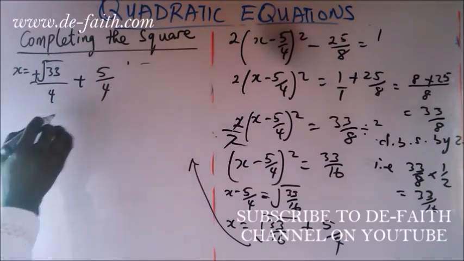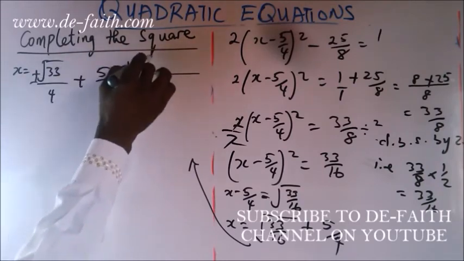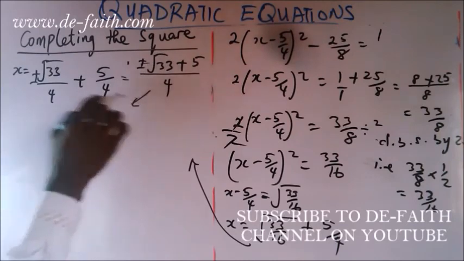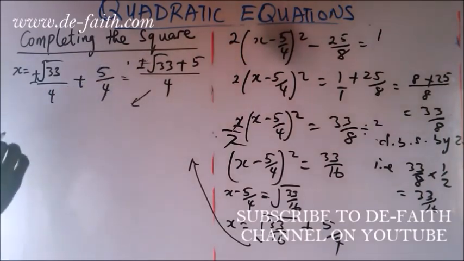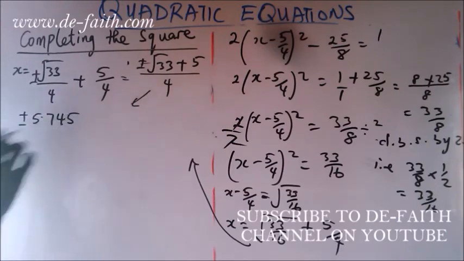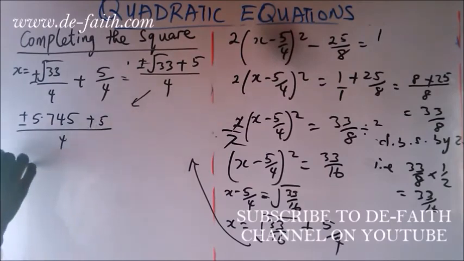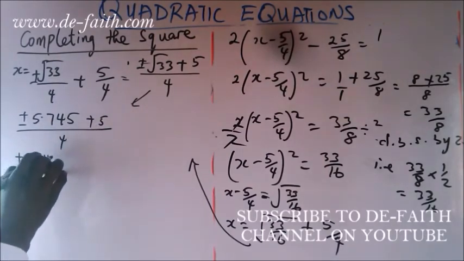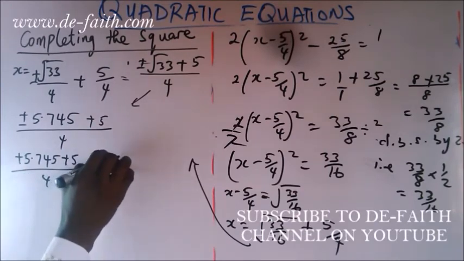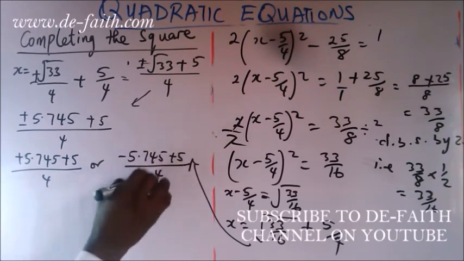Then we look for the LCM, which gives us 4. 4 into 4, 1. So we have plus or minus square root of 33 plus 5, over 4. Then the square root of 33 here is plus or minus 5.745. Now this means plus 5.745 plus 5 over 4, or minus 5.745 plus 5 over 4.